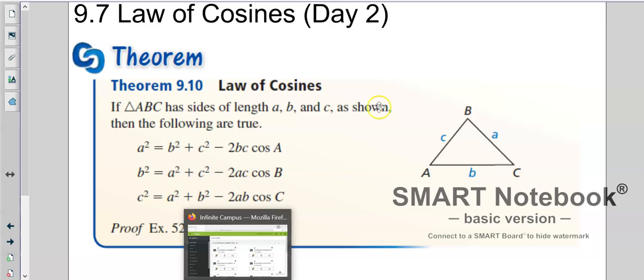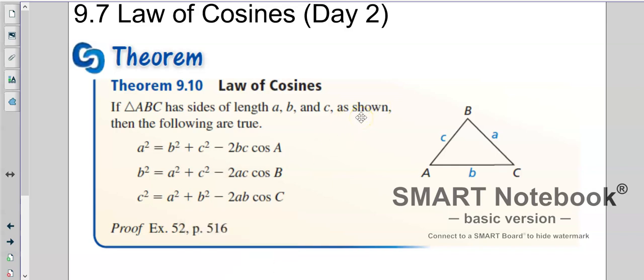All right, day 2 of law of cosines. Now we dealt with law of sines. This is law of cosines. A little bit odder looking and more complicated formula, I would say. It's really not that bad once you get used to it, but it's kind of strange, the setup.